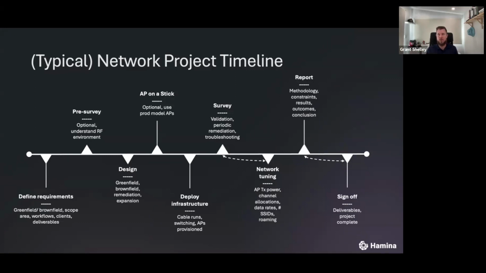Particularly if you're giving it to a stakeholder that may not be a Wi-Fi engineer or a Wi-Fi expert, they're going to want to understand what do I need to do next, right? And maybe a part of that is, look, we've got to tune the network now a little bit. That's what the next step might be, as an example. And then hopefully we get into the sign-off phase. So we've got the deliverables, project is complete, and then we're done. Anything to add to that part of it, Chris?